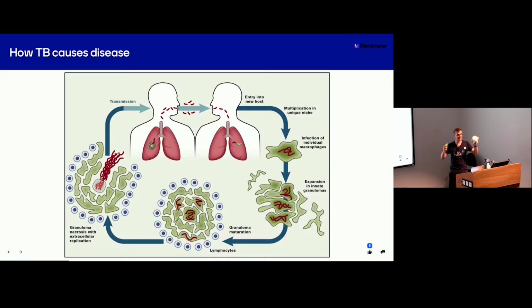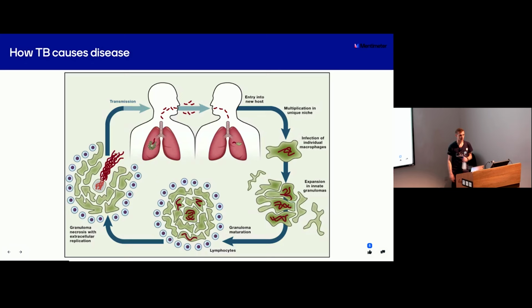And as that granuloma develops, the people are trying to protect the rest of the body from the bacteria getting out. But sometimes those cells will die and the bacteria will be able to grow outside of the cells. And it's when that happens and someone who's infected like that coughs, those bacteria will be able to go out and infect someone else.